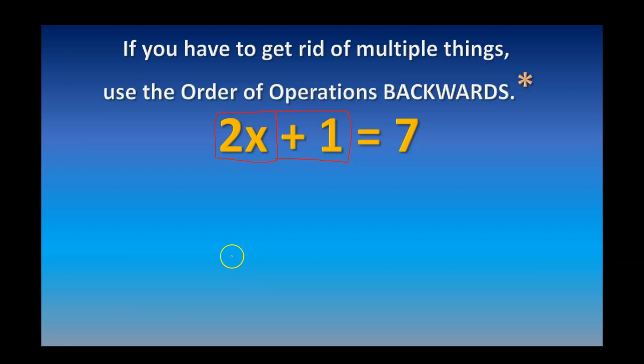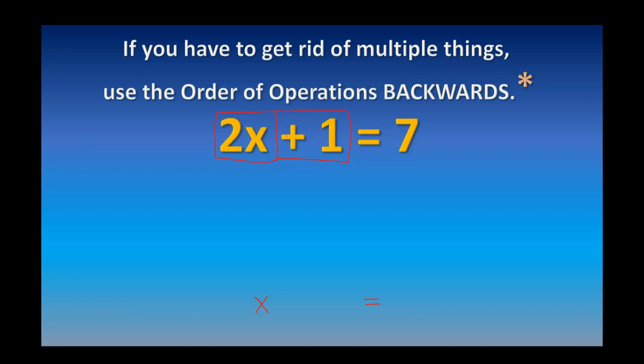Now, our goal, as always, is to get the variable by itself. We want the x all alone with nothing between it and the equal sign. In order to get that to happen, we're going to have to get rid of not one, but two things. We have to get rid of multiplication. We have to get rid of multiplied by 2. We also have to get rid of plus 1. There's two things happening to our variable right now.